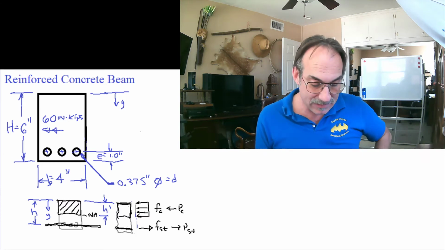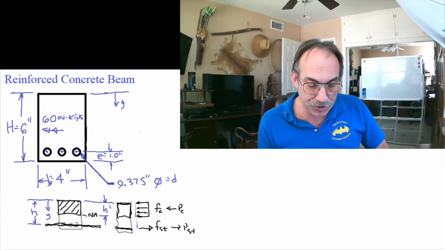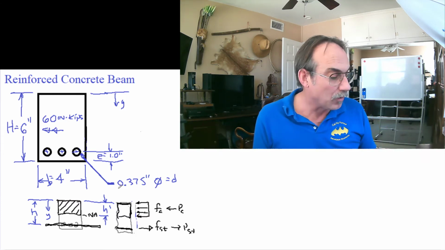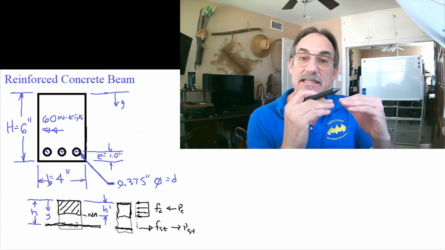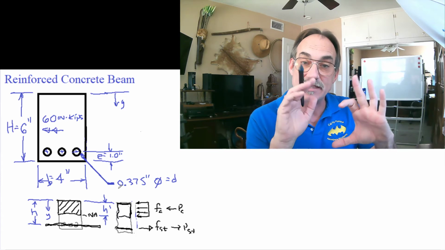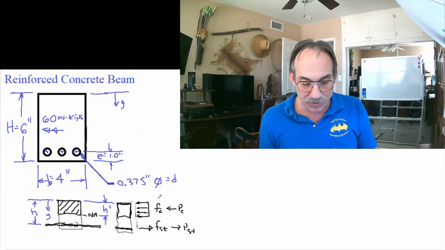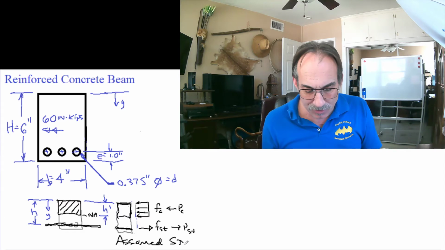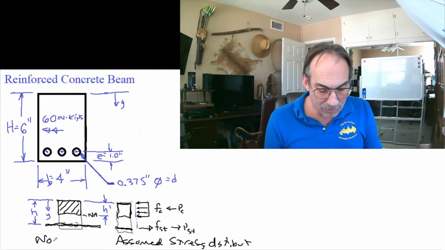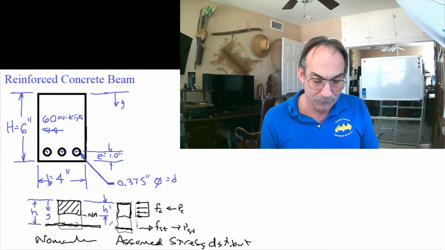Now, the next step, once we have understood the nomenclature: normally you have to solve, because we don't know where the neutral axis is, where the point of zero stress is, if you idealize this with the assumed stress distribution that I'm showing right here. We can call this the assumed stress distribution, and all over here is our nomenclature.